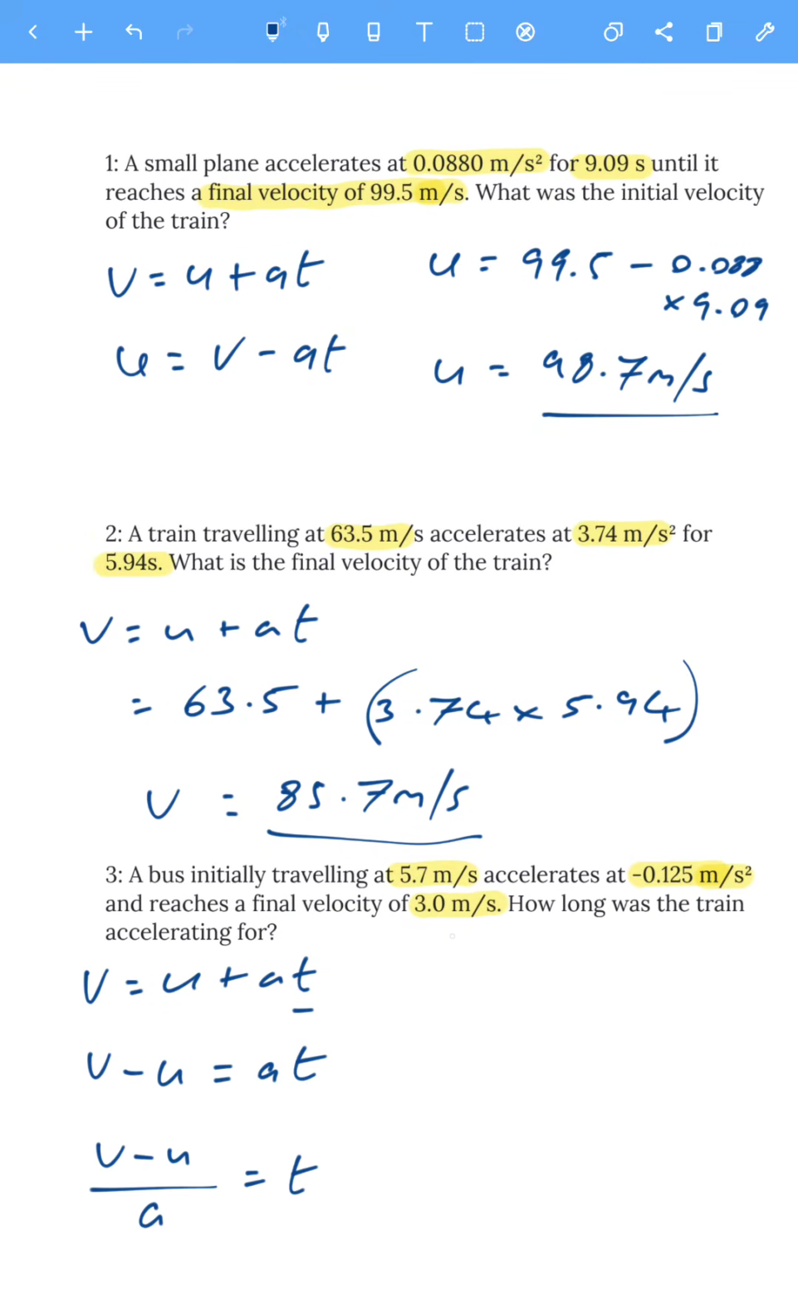So the final velocity V, which is 3 meters per second, minus the initial, which is 5.7, divided by the acceleration, which is minus 0.125. And if you put that in your calculator, it'll give us the time, which is 21.6 seconds.